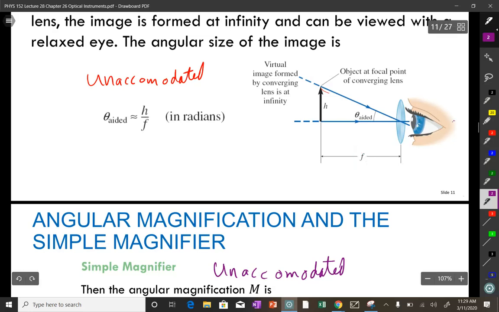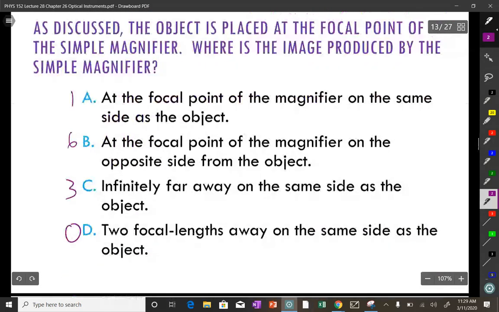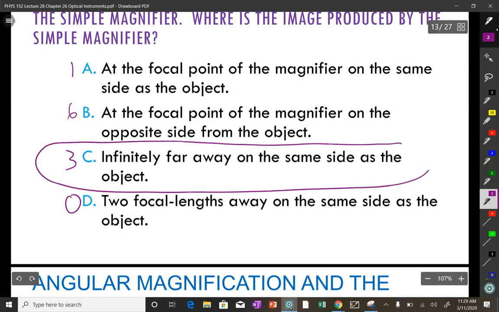No, you can have different lenses. The far point has to do with the eyeball. The focal length is the lens. When we are using the simple magnifier, we put the object at the focal length so that it makes an image at one location. It's on the same side as the object and infinitely far away. Right, so this is where the object is.